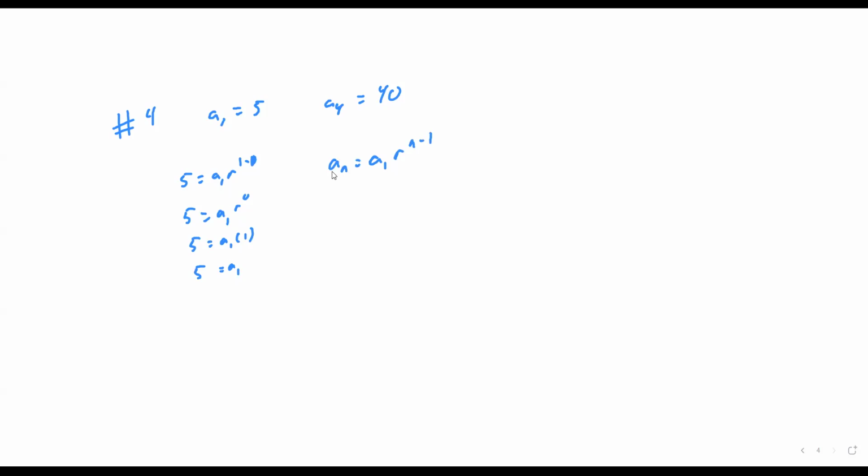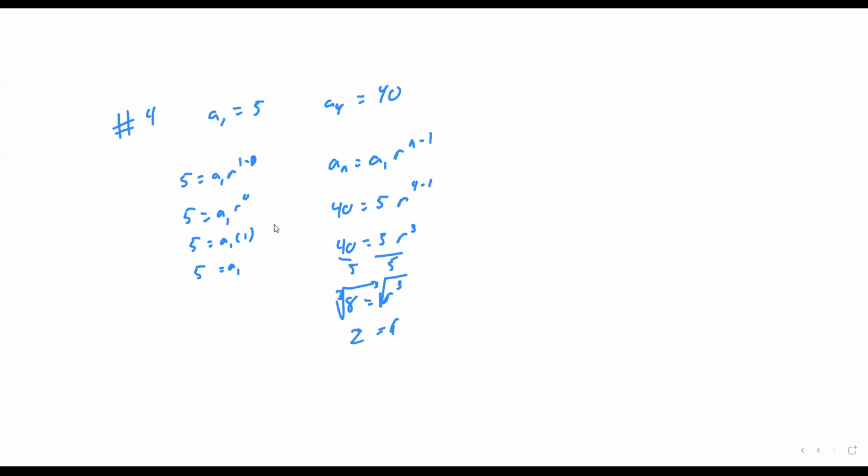We can kind of figure this out. So a sub n, we know, is 40. A sub 1 would be 5. My ratio is unknown, and this would be 4 minus 1, because the n in this situation is going to be the 4. So then I get 40 equals 5 times r cubed, divide by 5. So you get 8 equals r cubed, and then we can take the cube root. Therefore, we see r equals 2.